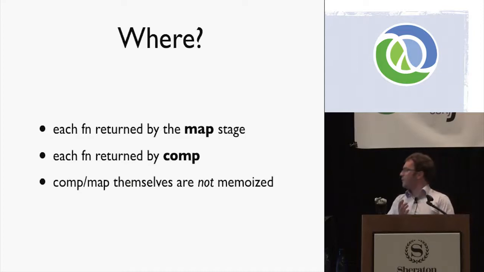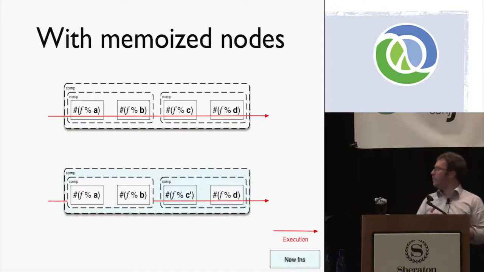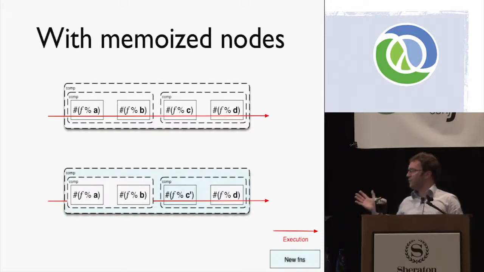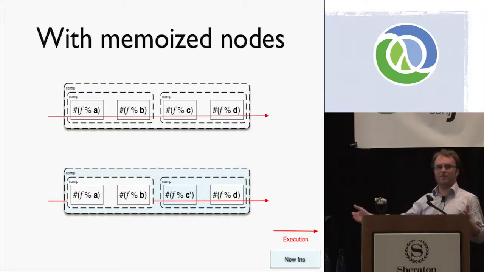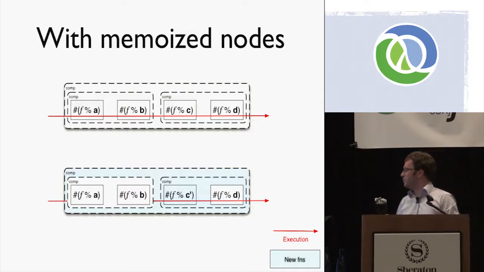What I'm going to memoize is the results of map and comp. Really, the resulting functions are going to be memoized. It is not map and comp by themselves that I'm going to memoize. So if we memoize nodes, since the initial state is always the same, I can be sure that the second time I try to compute the composition of FA and FB, since the initial state is the same, I can skip the computation and go straight to the next.